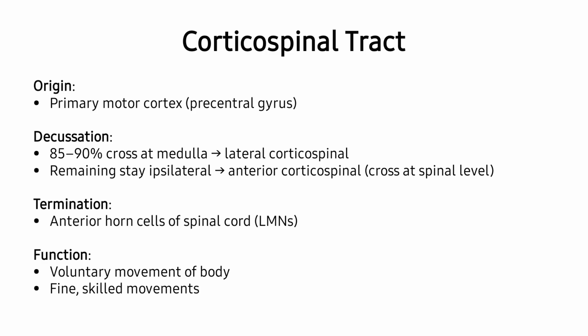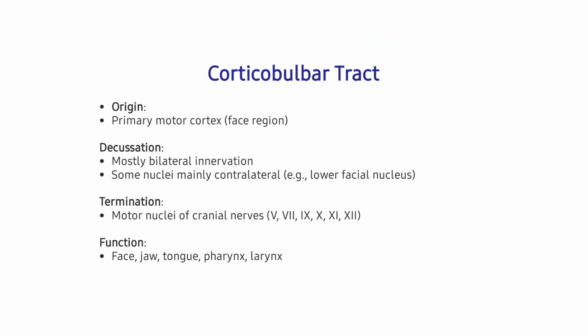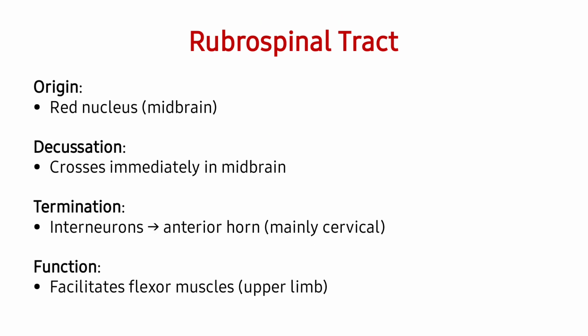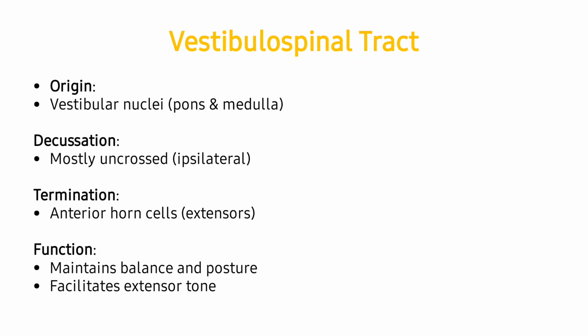Then from there now, we move on to the vestibular tract. So the vestibular tract origin is from the vestibular nuclei, which is located where? Pons and medulla. Decussation mostly and cross, it descends what? Ipsilaterally. Then anterior horns. This is where it goes where? To the extensors. Okay. Then its function will be to maintain balance, vestibular balance and posture. Then facilitates the extensor tone.